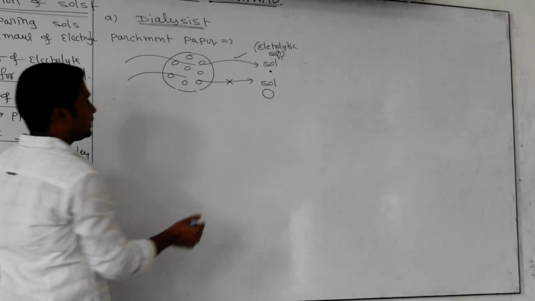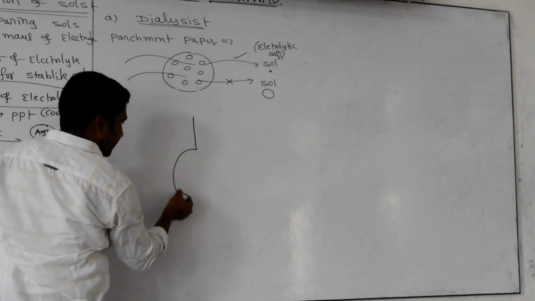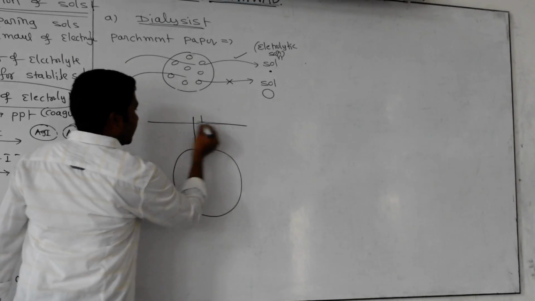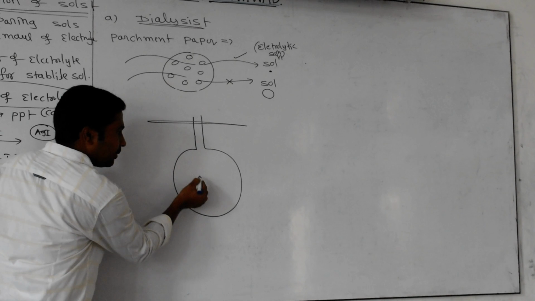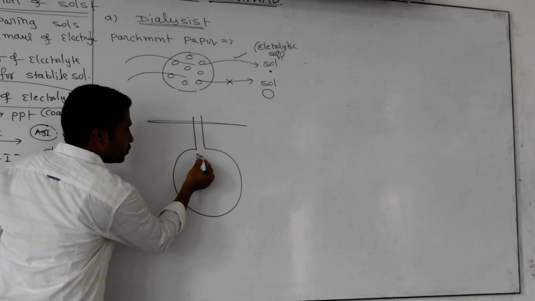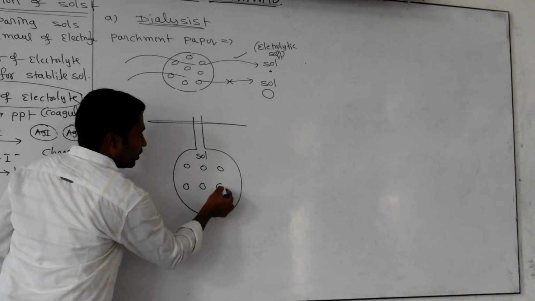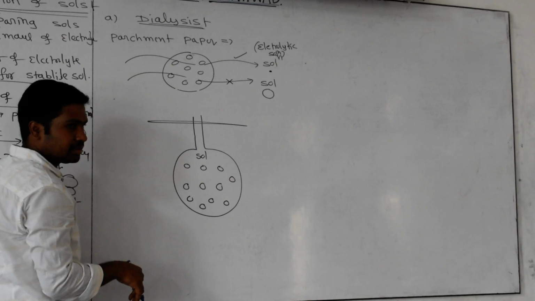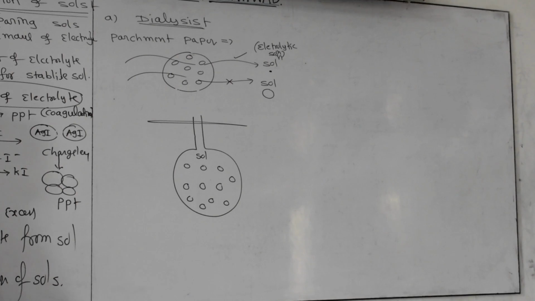What is dialysis? First of all, I am taking one parchment paper bag, like this. The parchment paper bag is hanging here. This is the parchment paper bag. In the parchment paper bag, I am taking sol. Sol means what will be there? Colloidal particles will be there. Are you getting it or not? And also what will be there? Dispersion medium is there, and also excess of electrolyte is there.